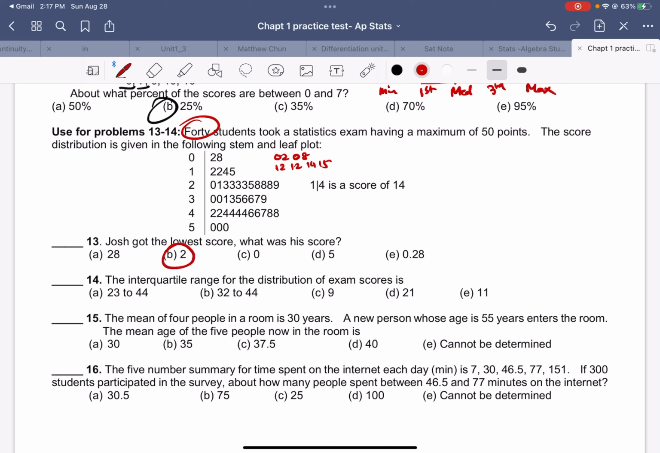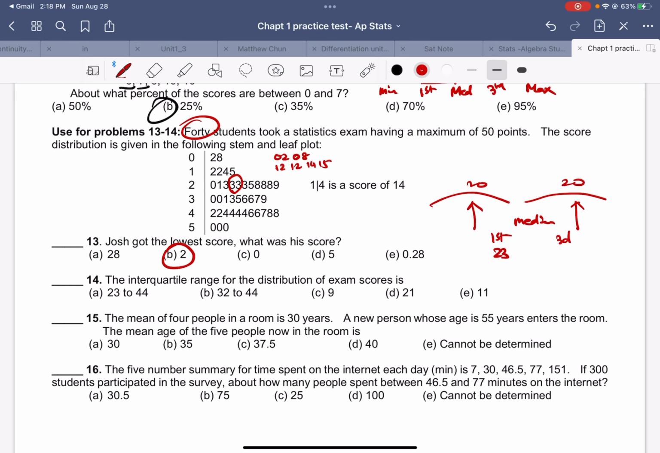Now, the interquartile range for the distribution of the exam scores is what? So you have 40 students, so then 20 and 20 here, right? So there's the median. The interquartile range uses the middle number of each half. So out of 20, the 10th and 11th. Let's count it: 1, 2, 3, 4, 5, 6, 7, 8, 9, 10. 10 and 11 right here. So both 3. That means 23 is the first quartile.